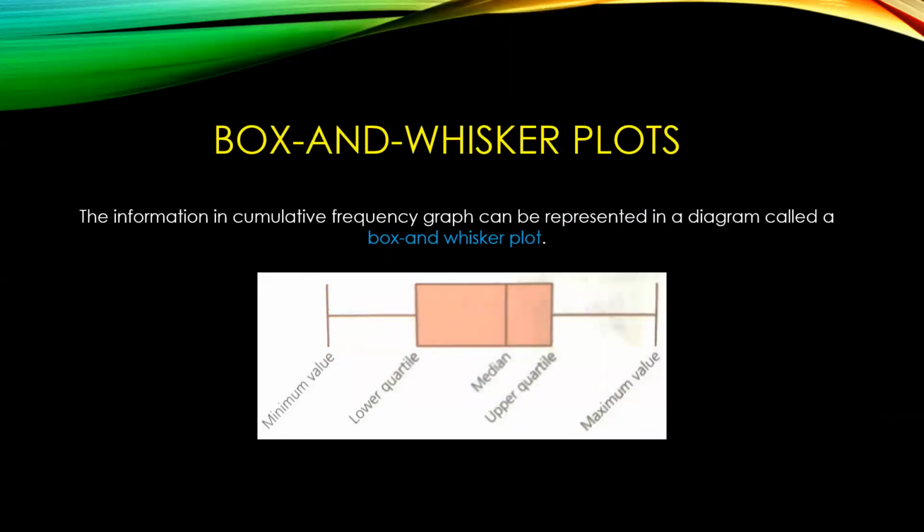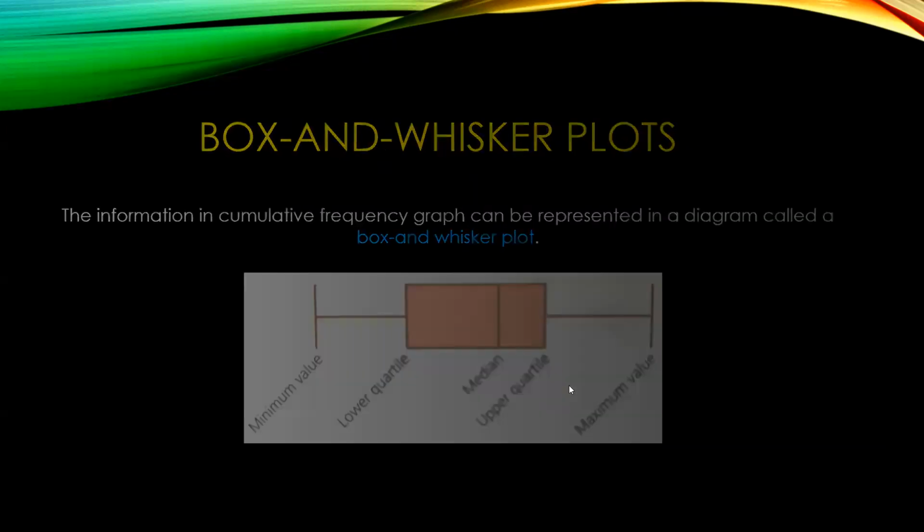Next, we try to learn what is called the box and whisker plot. The information from the cumulative frequency graph can be represented in a diagram called the box and whisker plot. This part is the minimum value, and this is the maximum value. If we compare to the batteries, the 0 will be here, and the 35 will be here, because the longest the battery lasts is 35 hours. In this rectangle, this is the lower quartile, this is the median, and this is the upper quartile.